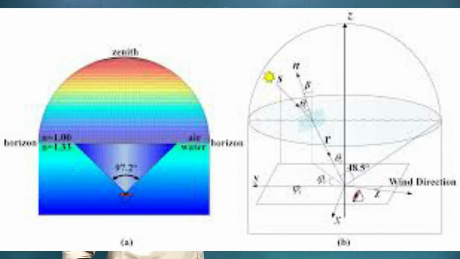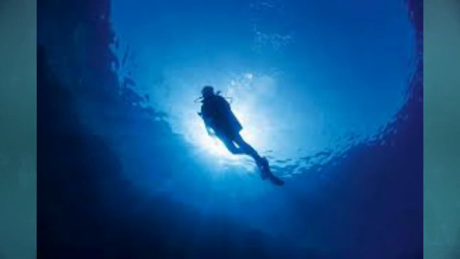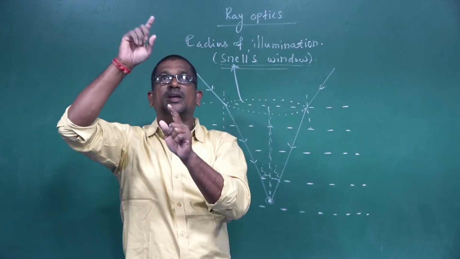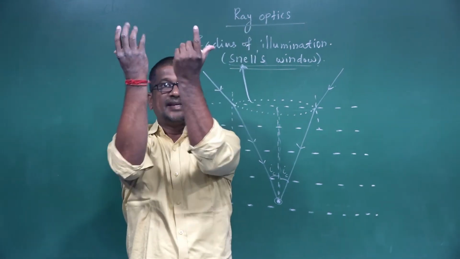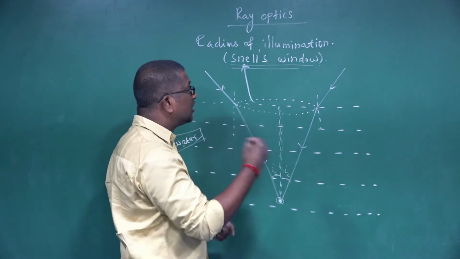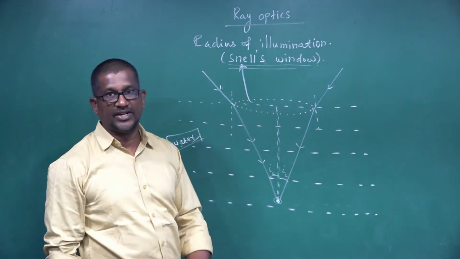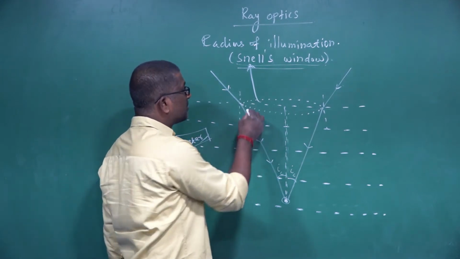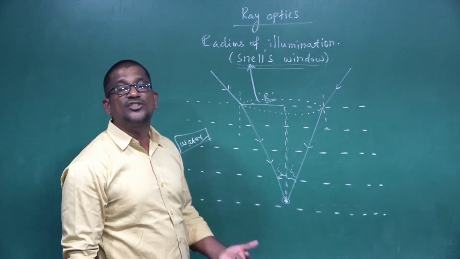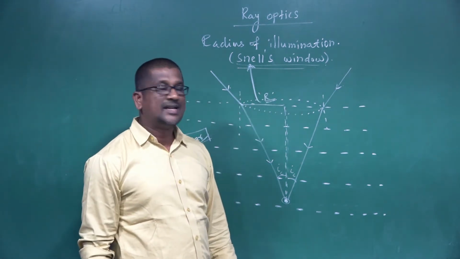When the light is entering the surface of the liquid from outside, which is viewed from inside the water, the view is restricted to a particular angle. In all directions, a circular area exists. That illuminated circular area, or restricted illuminated circular area, is called Snell's window. Suppose R be the radius of the Snell's window.